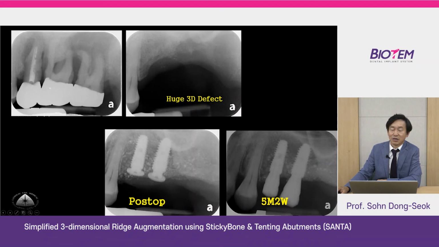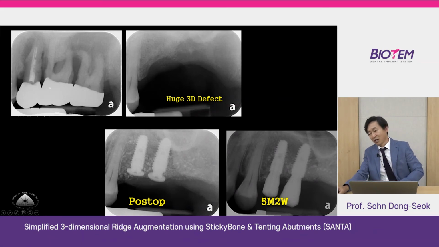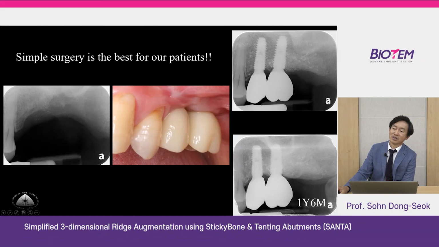This is a serial periapical radiogram before extraction, after extraction. This is the post-op. After 5 months, the wound was exposed. Uncovering was done. Now you can see the excellent vertical bone regeneration. This is the final restoration. This is 1 year, 6 months of loading. The marginal bone is very stable.